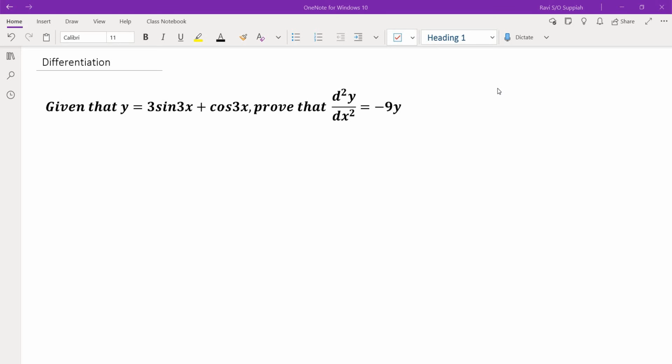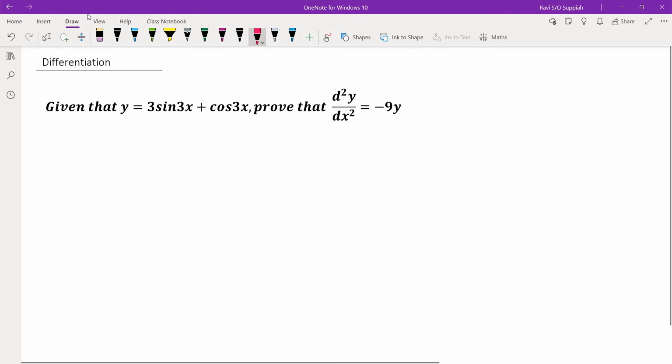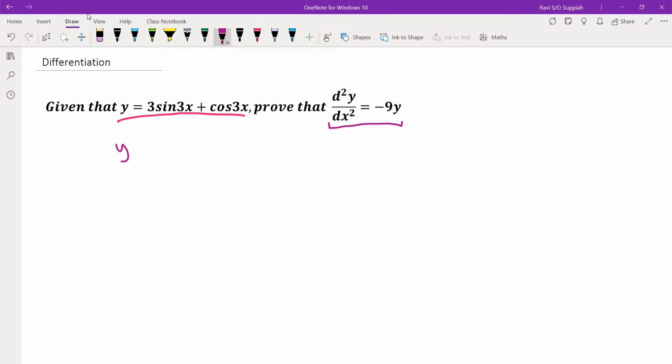Hi, let's look at this differentiation question where we are given that y equals 3 sine 3x plus cos 3x, and we are asked to prove that the second derivative of the expression is equal to minus 9y. Alright, so let's go ahead and look at this. So first we have y equals 3 sine 3x plus cos 3x.